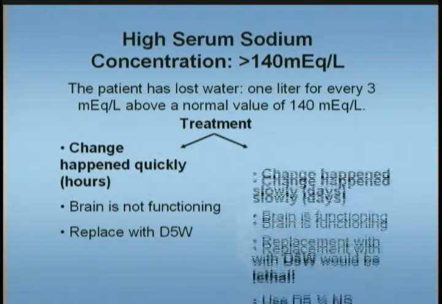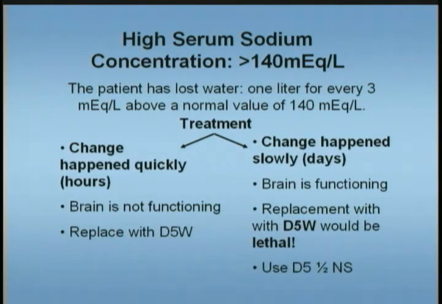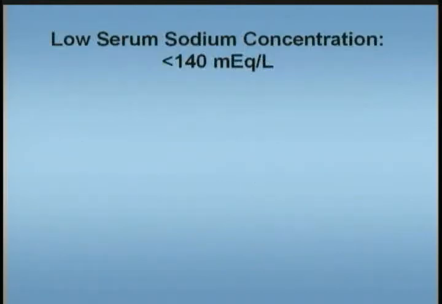But on the other hand, very important, remember the man that was locked in the metal truck. If the change happens slowly, over days, and the brain is functioning, replacement with D5W would be lethal. You might remember, by the way, that people who died from this therapeutic mistake would have that myelopontine degeneration. That's a pathological finding when an autopsy is done. You want to use, in this case, D5 half normal saline, a fluid that contains sufficient sodium to slow the change in the tonicity. Now, what about the opposite?